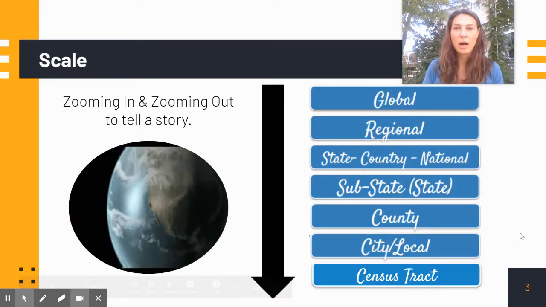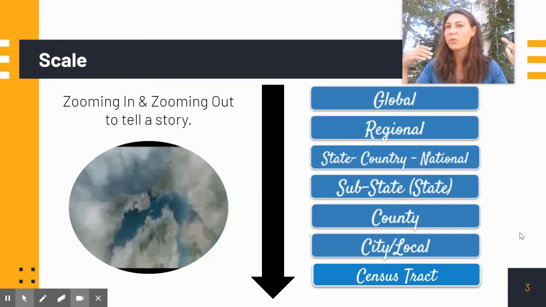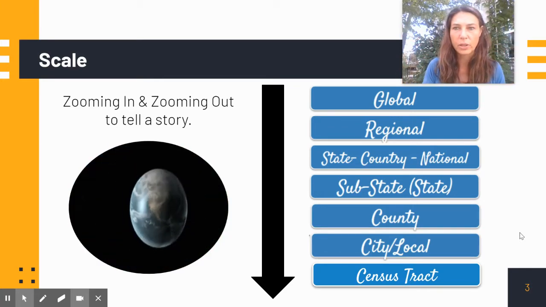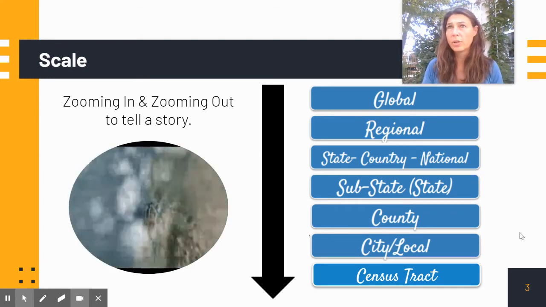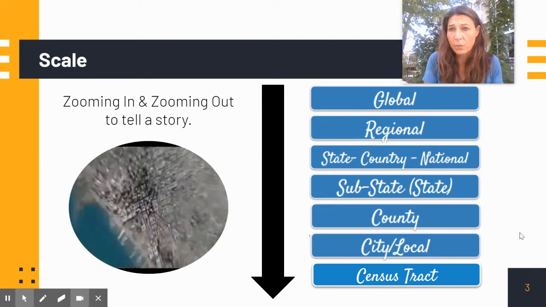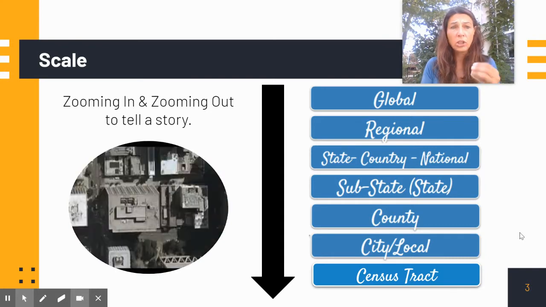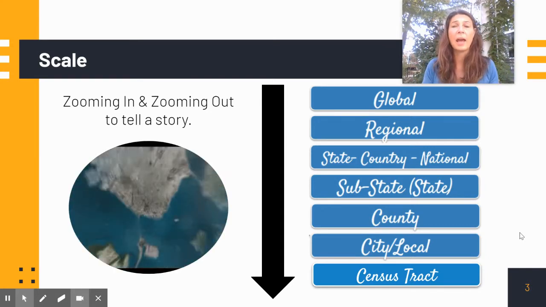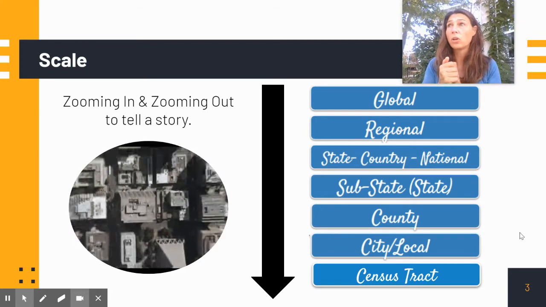Okay, so the first kind of scale that we're going to talk about is, when geographers say scale, they're generally referring to something called scale of inquiry. Essentially, you're going to look at something, and I have a bunch of maps that we're going to look at momentarily, but you're going to look at some sort of phenomenon. And you, as the geographer, have to decide at what scale do you want to look at this phenomenon. So do you want to look globally?